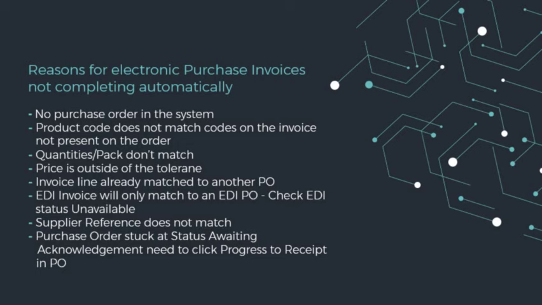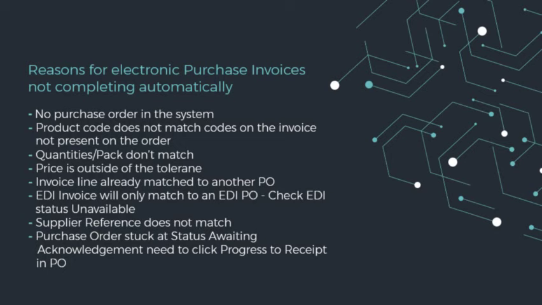So if there's no purchase order in your system, so if you phoned it through or emailed it through and forgot to put it through Prima, that would be a reason why the purchase order has not been able to match to the electronic invoice that's pulled through. List of reasons here as well. So product code doesn't match on the invoice to what's on the order. Quantities or pack sizes don't match.